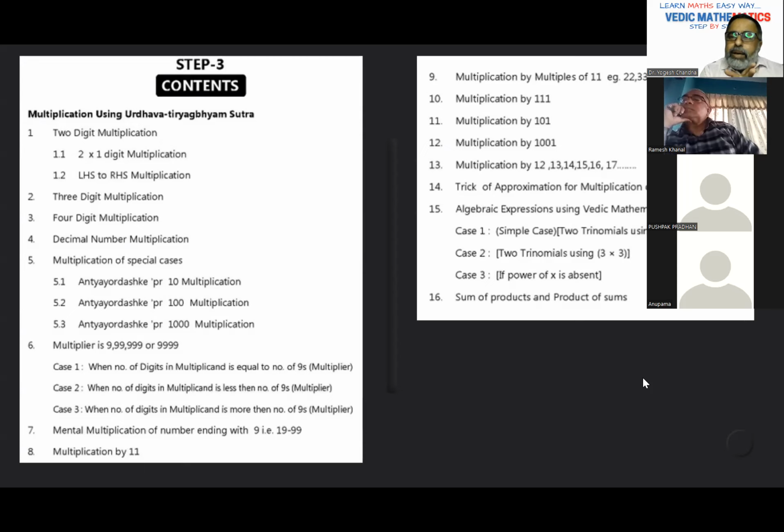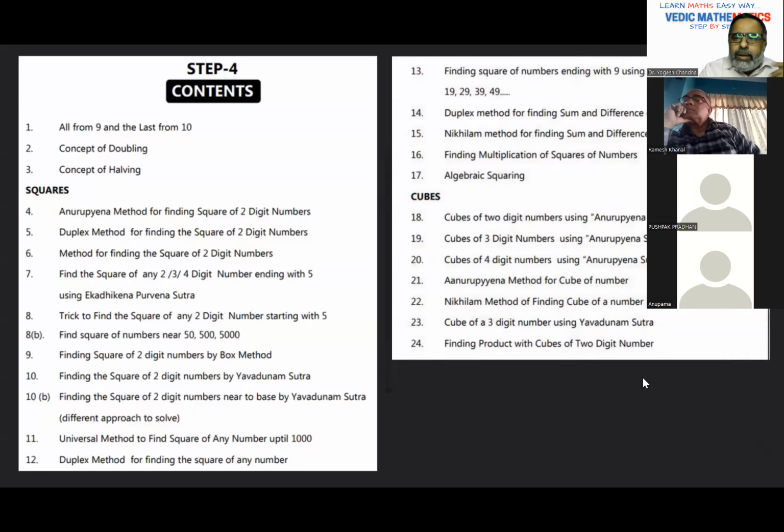Then is algebraic multiplication, a very easy concept. You take 3 to 4 steps in normal multiplication of algebra, but here in a single line you can find it out. Very important. Squares and cubings, this we did today. We did the 7th topic, the 6th topic, and the 11th topic today. And cubing we are doing for the 18th topic. So this book deals with all cubing and squaring.